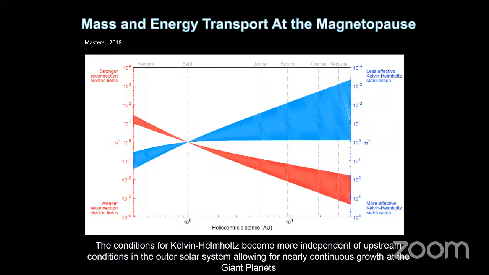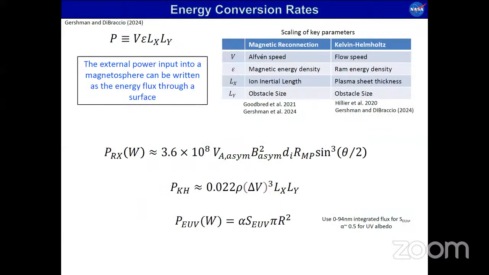So in terms of, if you go to the next slide, actually quantifying how much energy we're talking about, one thing we did was try to parameterize external power into a magnetosphere. And by doing that, we're thinking about the energy flux through a surface. And so there's a characteristic velocity, energy density, and an area, so two length scales to deal with.